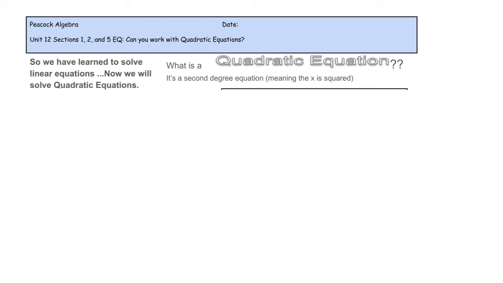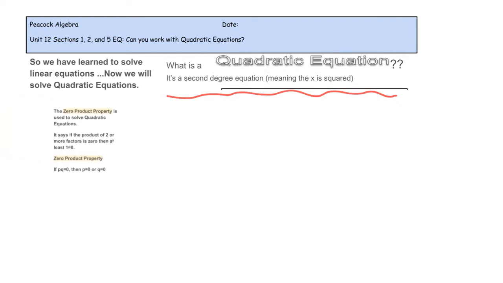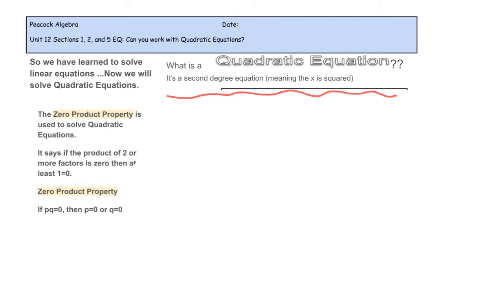So we've learned to solve linear equations like 2x equals 14, but now we're going to solve quadratic equations. And a quadratic equation is an equation that has a second degree, meaning that the x term is squared. So how can we solve these type of problems? Well, we're going to use something called the zero product property.